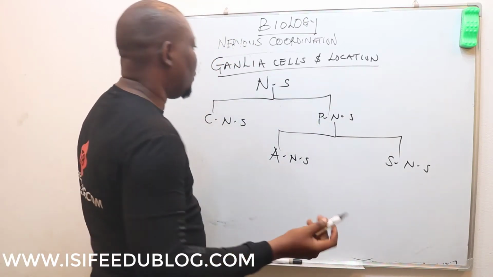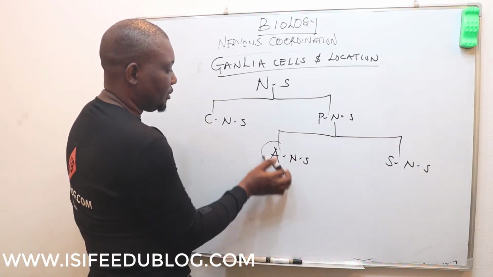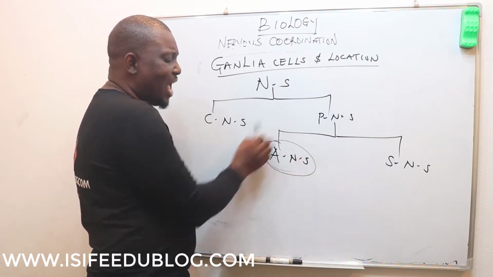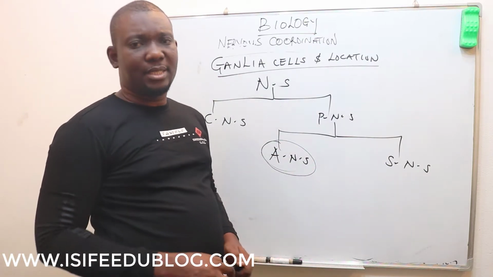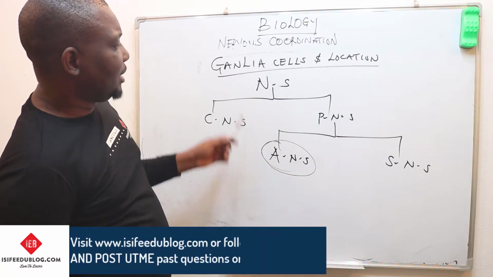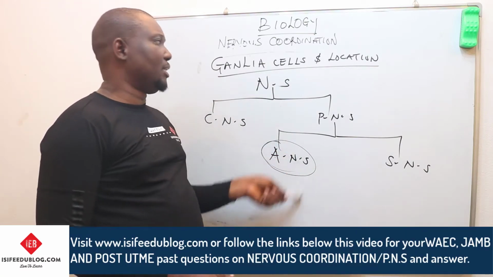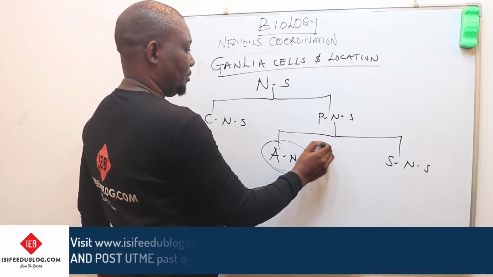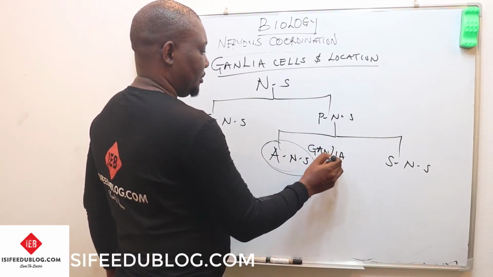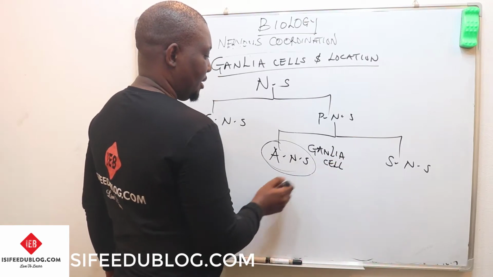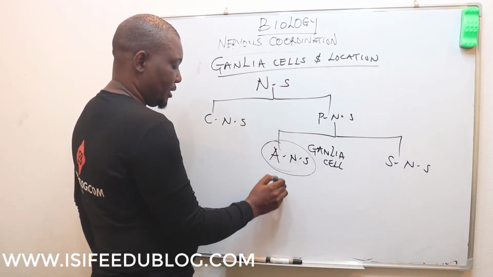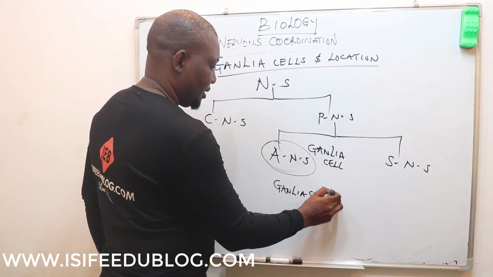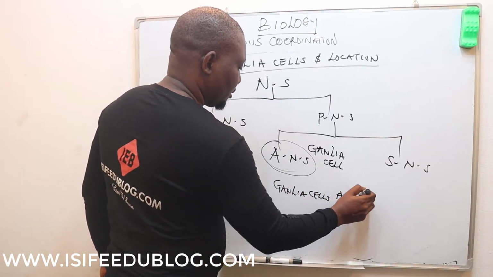Okay, now here there are cell bodies around the autonomic nervous system. And the name of the cell bodies around this autonomic nervous system is called the ganglia cell. Ganglia cells. I'll write it this way. Ganglia cells are neurons.